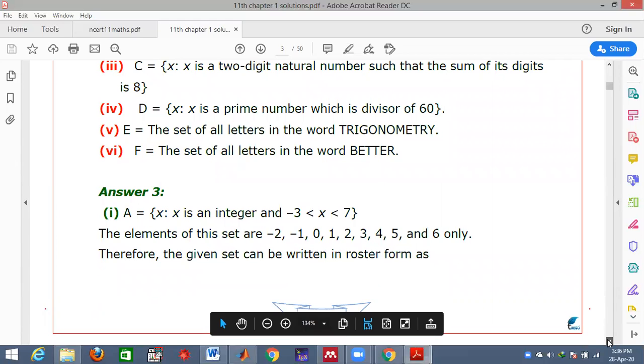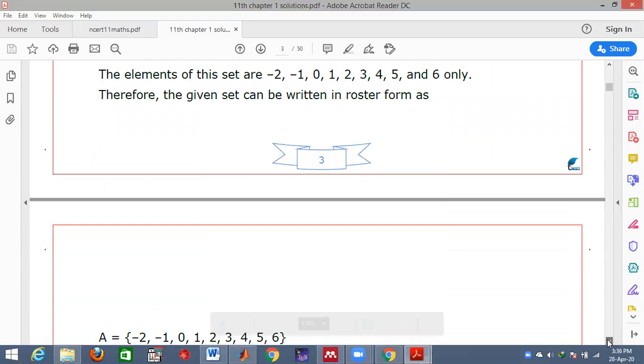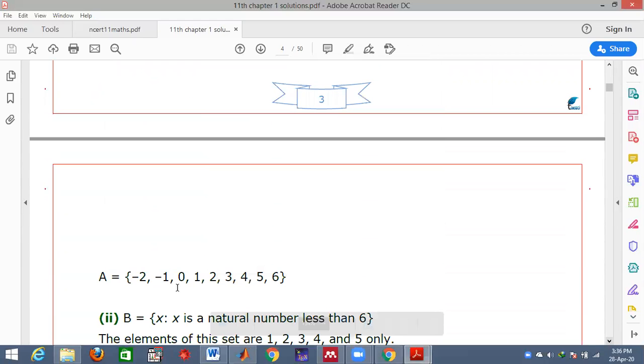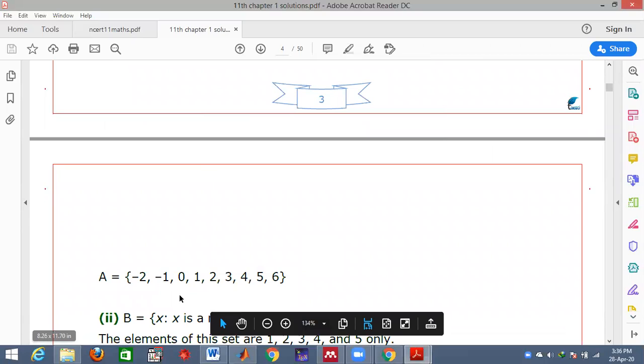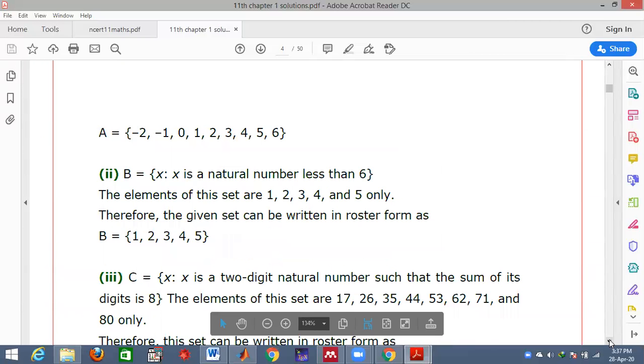So we can enlist all these elements in the set notation, the roster form, like this. The given form was in the set builder form. Similarly, we have other examples, other parts of this question.